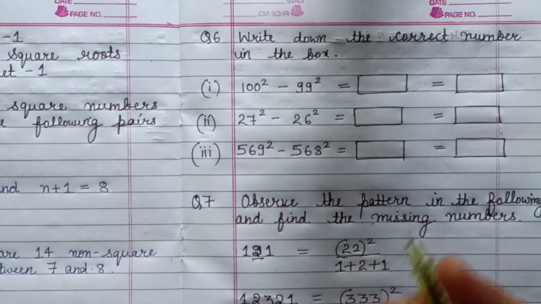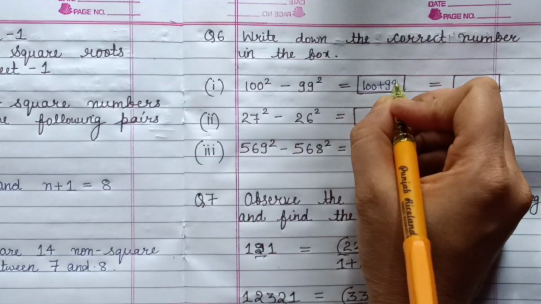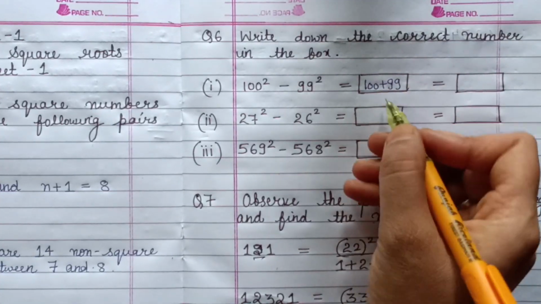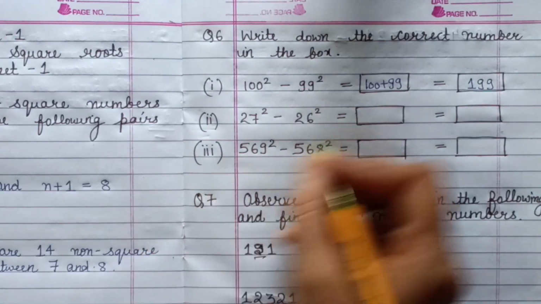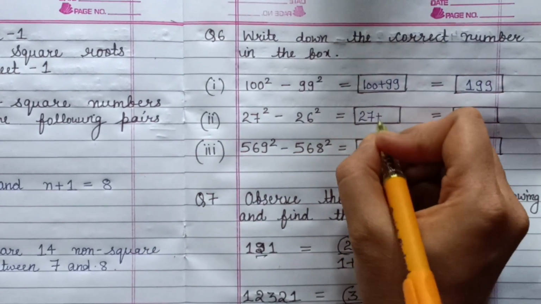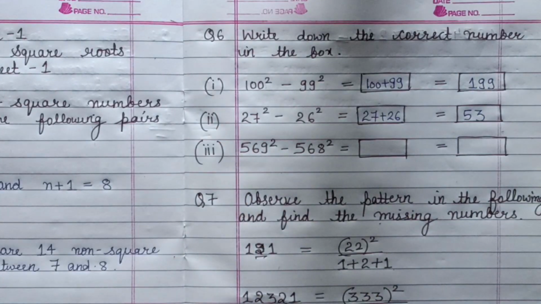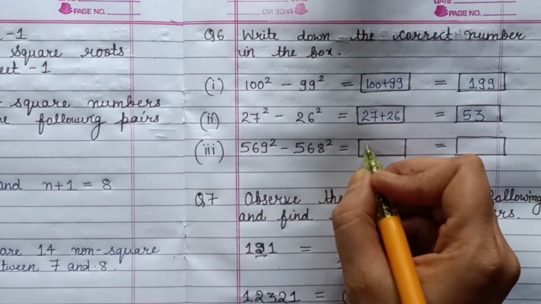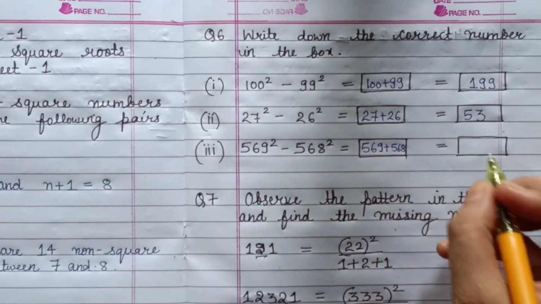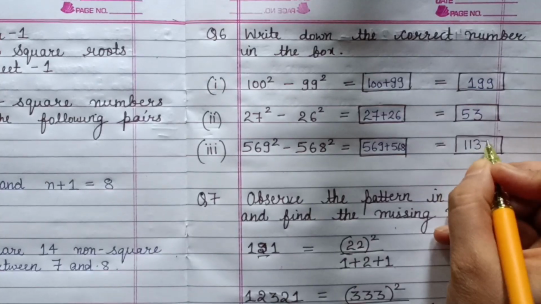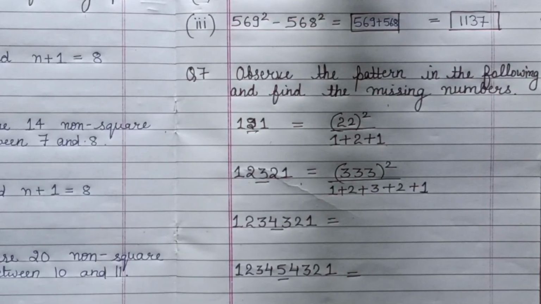So, here we have to write 100 plus 99. In rough work, you can also add them. 100 plus 99 is equal to 199. Similarly, in the next part, 27 plus 26 is equal to 53. And the third part is similar to the first and second: 569 plus 568 is equal to 1137. This is the solution of this question. Let's move to our question number 7.